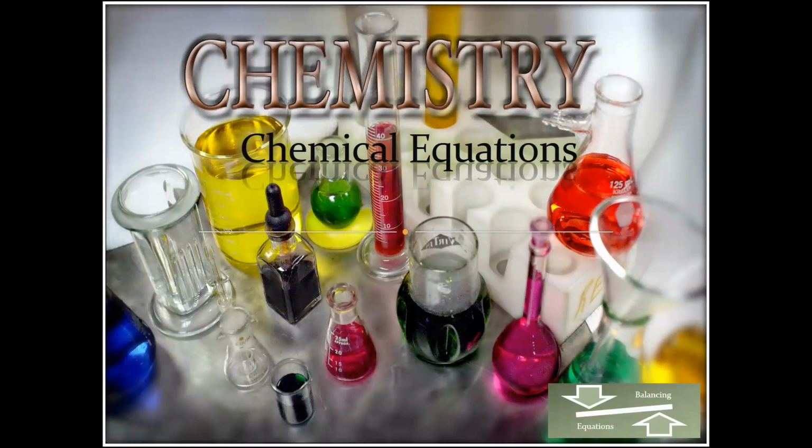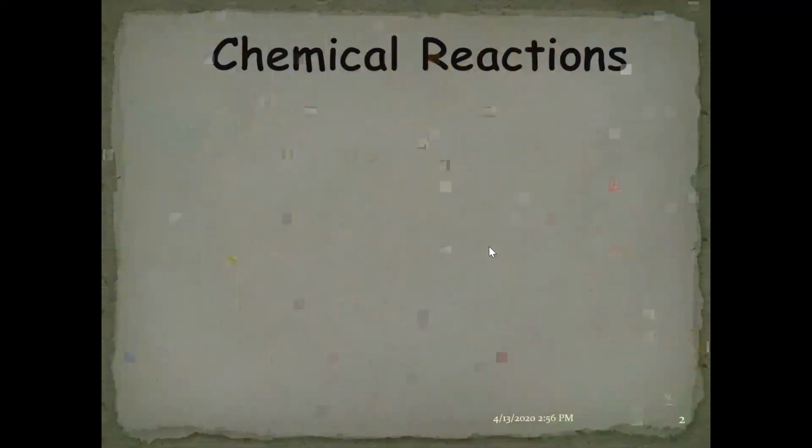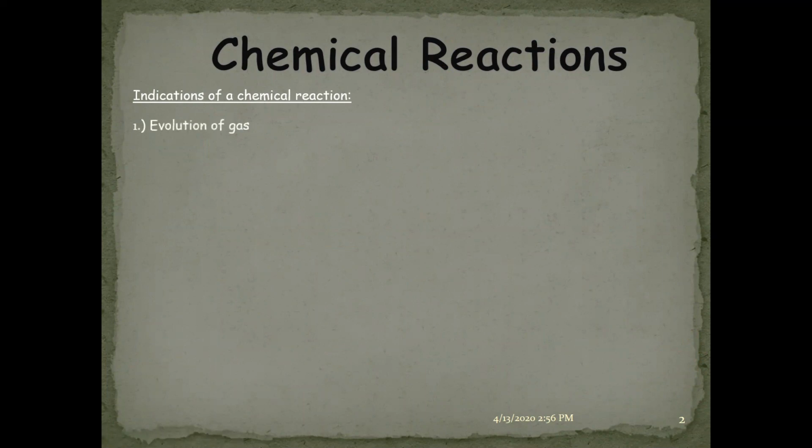Let's go ahead and take a look at balancing chemical equations and identifying indications of chemical reactions. In every chemical reaction, there are several indicators that will let you know that a reaction is not just physical, but chemical. There are four main ones. Now, all four don't need to be occurring for it to be a chemical reaction, but these are really good indicators that let you know that a chemical change has taken place.